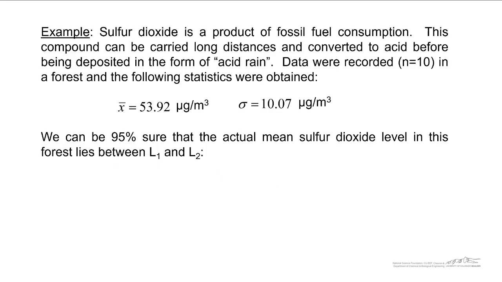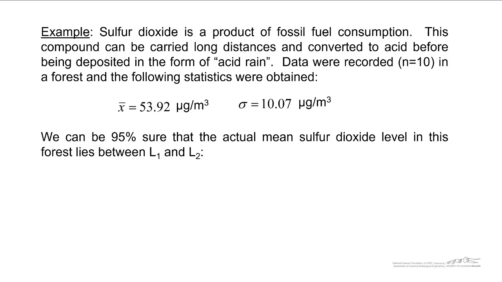Let's go through an example. Sulfur dioxide is a product of fossil fuel consumption. We can record some data here. N equals 10. We get an x bar of 53.92 and a sigma of 10.07. We're assuming that we know the variance, the population variance. Again, this is a variance known case. Maybe we've got a long record of data and we know that that standard deviation is pretty accurate.